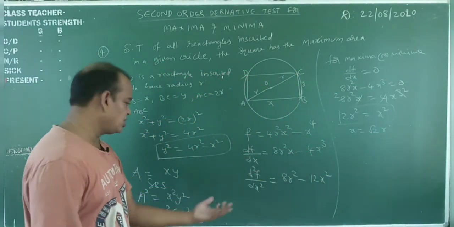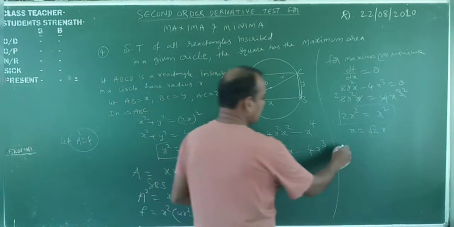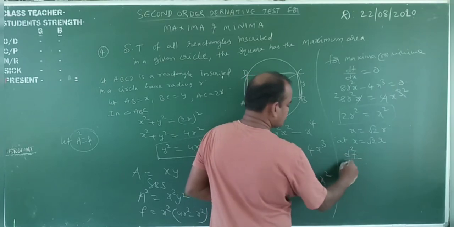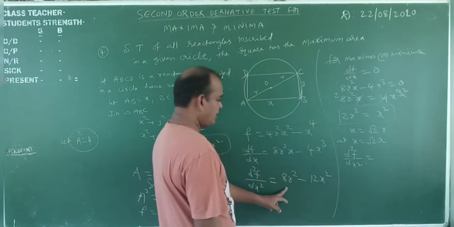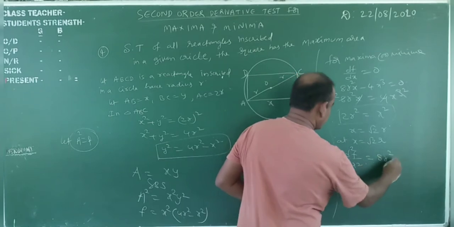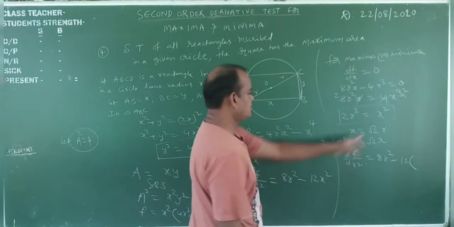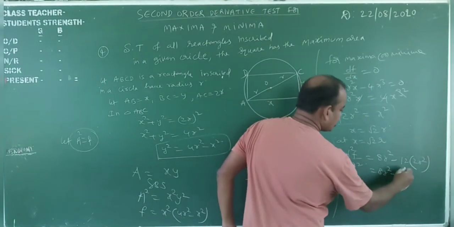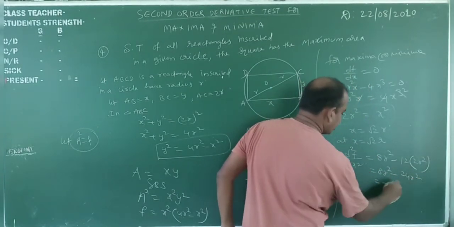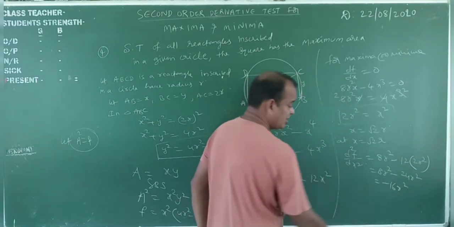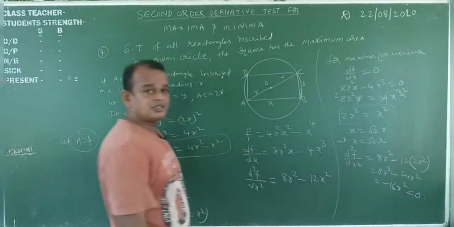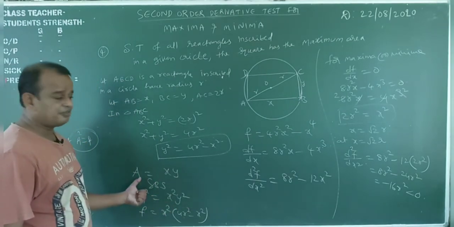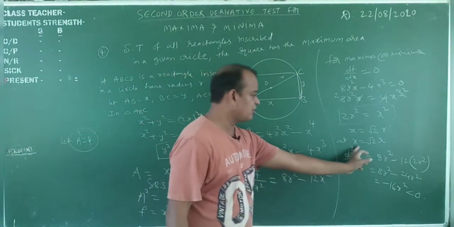This value, substitute in the second order derivative. At x is equal to root 2r, d square f by dx square is equal to 8r square minus 12 into x square. x square means 2r square. That equals 8r square minus 24r square, that equals minus 16r square. r is positive, radius, so this is negative. Second order derivative is negative. What is f? f is nothing but the area. Therefore, area is maximum when x is equal to root 2r.